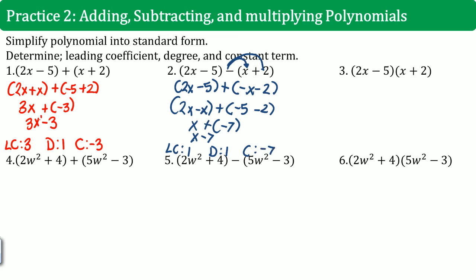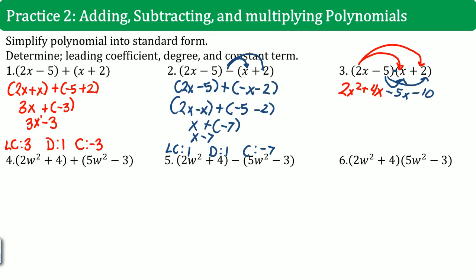Next, it's a multiplication. But this time, so same thing. 2x times x gets you 2x squared. 2x times 2 gets you 4x. Then you have the bottom, negative 5 times x, which is negative 5x, and negative 5 times 2, which is negative 10.